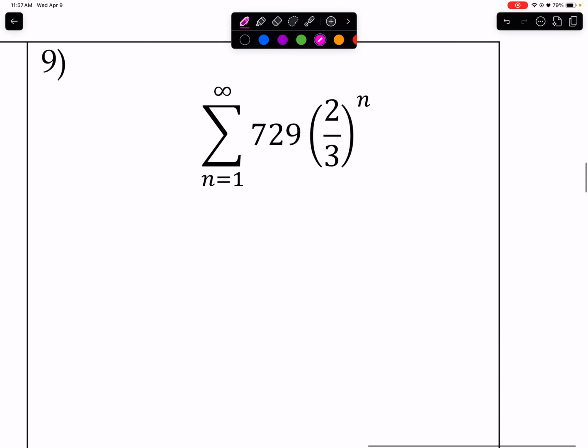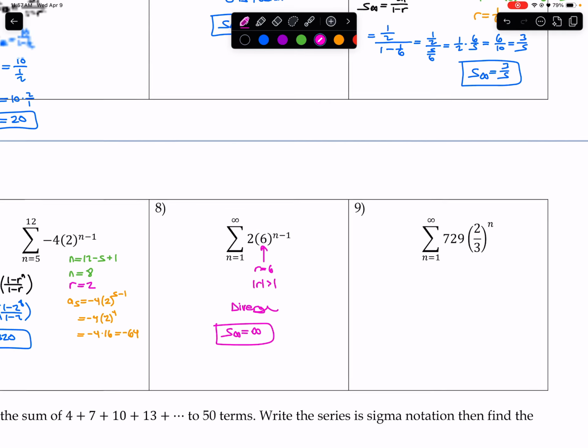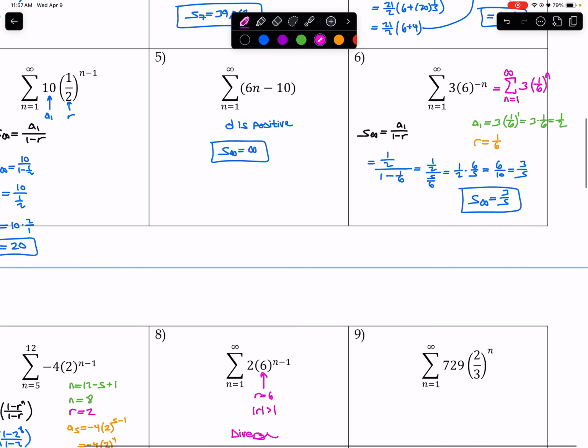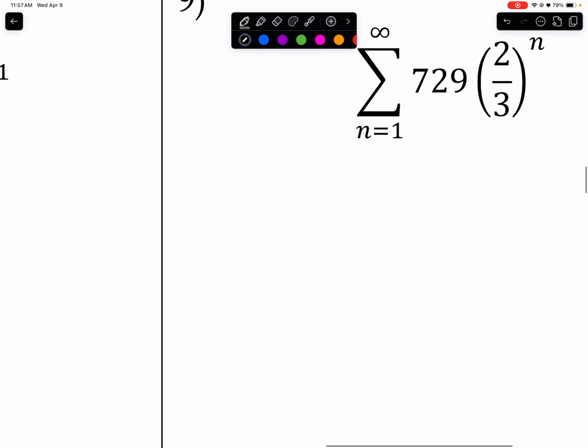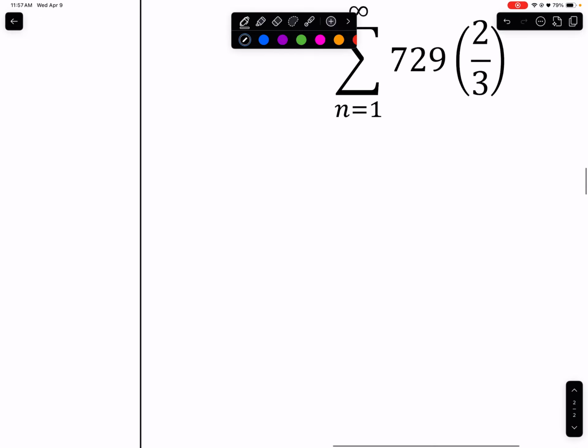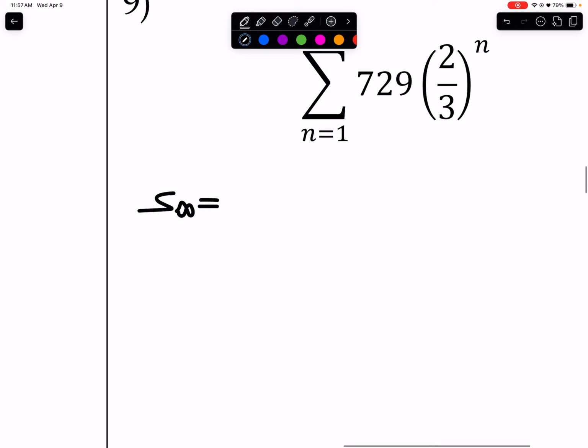Now, number 9. If you haven't already, I would definitely pause here and try this one on your own, because this one's going to be similar to number 6. So this is going to be an infinite geometric. So with an infinite geometric, I'm going to be doing, I keep writing A for a sequence, and it's not A. Nope, it's going to be infinite. So this is going to be the value of the first term over 1 minus r.